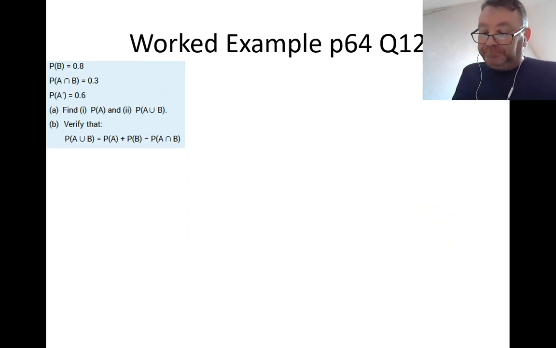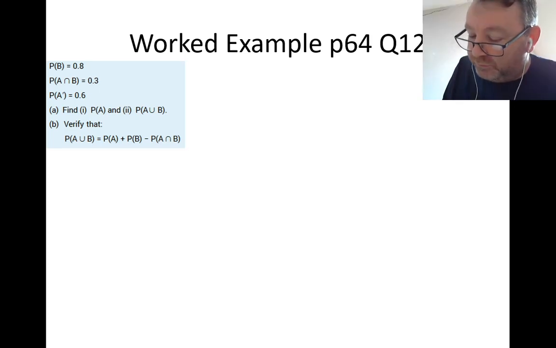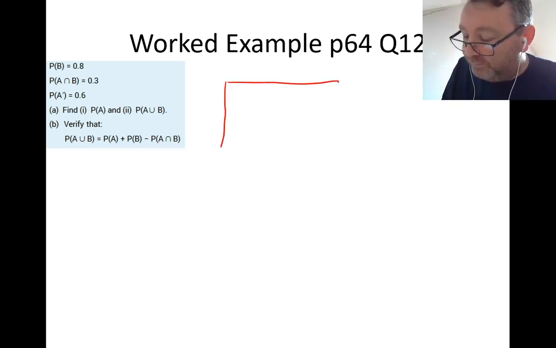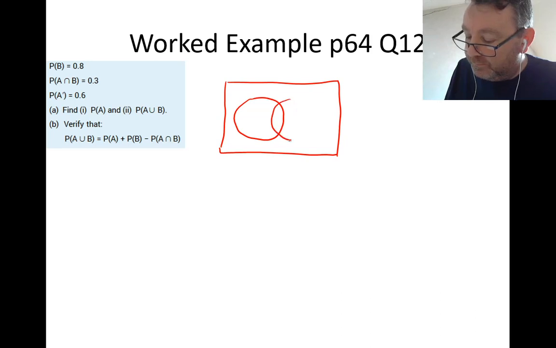Okay, the probability of B is 0.8, the probability of A intersection B is 0.3, and the probability of A not, or outside of A, is 0.6. The first thing I think I would do here is I would want to see this on a Venn diagram. So the first thing I'm going to do is draw a Venn diagram just to see what the sample space looks like. Okay, we're told that we've got A and B. We're told there's overlap. There's A and there's B.